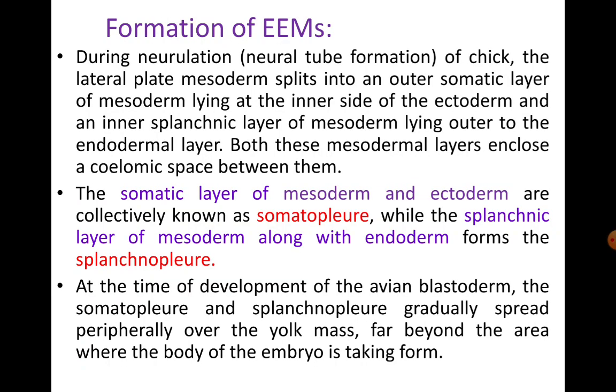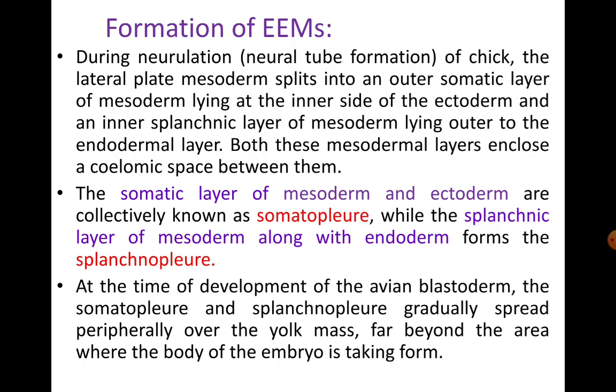Now how actually does this formation of extra embryonic membranes take place, from where does it start? After the neural tube formation occurs in chick, the lateral plate mesoderm that is formed splits into two, the outer somatic layer of mesoderm and the inner splanchnic layer of mesoderm, and because of this splitting it encloses a space which is called a coelomic space. It encloses a coelom when it splits into two. So this is a coelomic cavity that is formed by splitting of the lateral plate mesoderm.